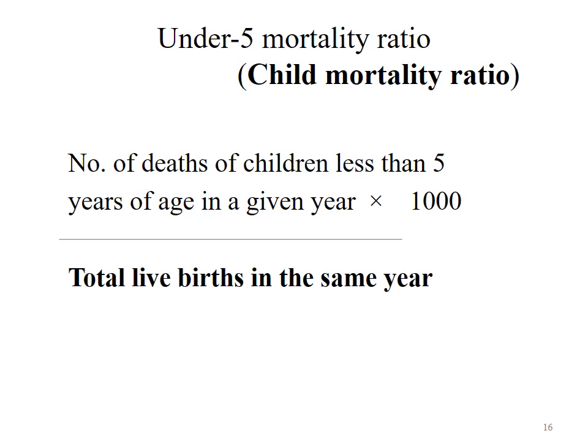This is the under 5 mortality rate. Actually, it is the under 5 mortality ratio or child mortality ratio, but sometimes it is denoted as a rate. But for your sake, remember it is the child mortality ratio. It is the number of children dying before completion of their fifth birthday, or 5 years of age, in a given year in a given area, multiplied by 1000 divided by total live births in the same year in the same area.